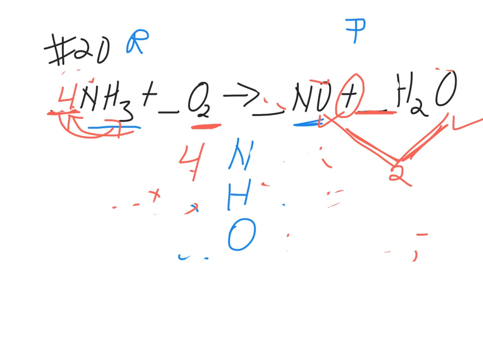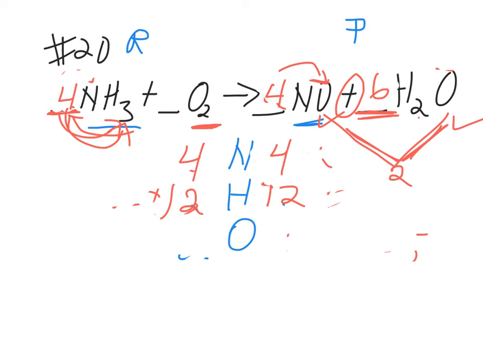What do I need to do on the product side? A 4, very good. So that gives me 4 nitrogen here. And it changes your oxygen, but let's save that for later. Okay, so now 4 times 3, what's that going to do to hydrogen? That's a 12. Very good. And so 2 times what will give me 12? 6. Very good. And so that gives me 12.